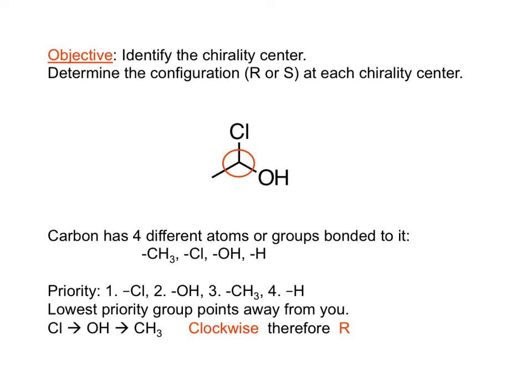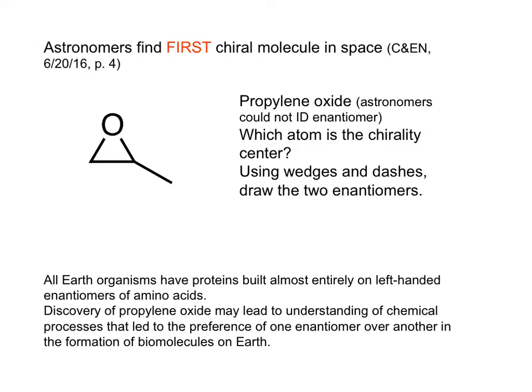Here's another example. The chirality center is circled in red. Then stop the video and study how the configuration for this molecule is determined. Note that H is the lowest priority group, so that's pointing away from you. Propylene oxide is the first chiral molecule found in space. So stop the video and answer these 2 questions. And the chirality center is, and the 2 enantiomers are.